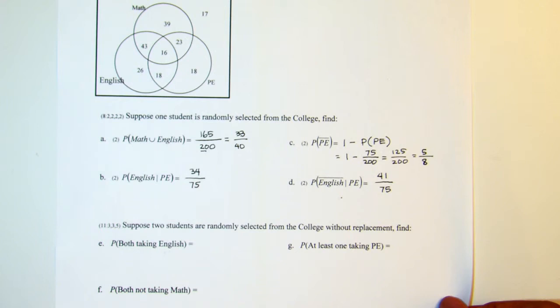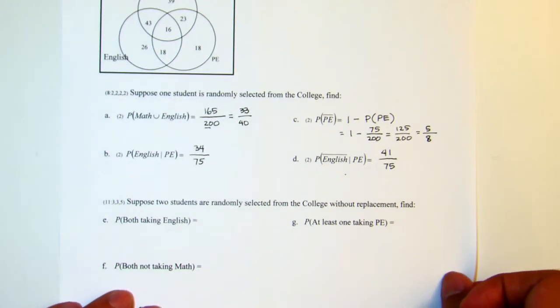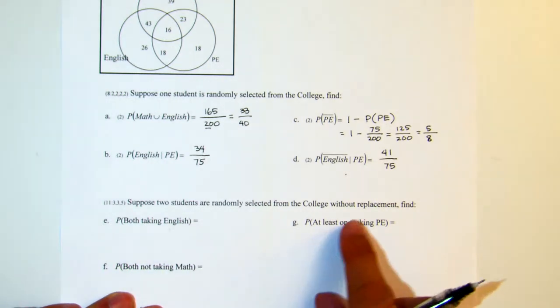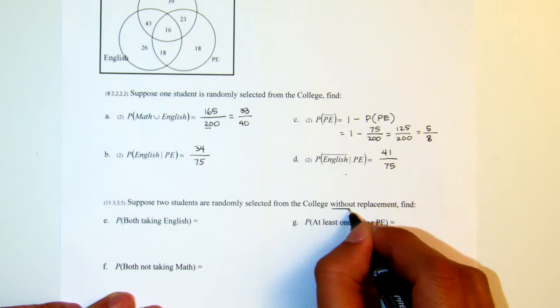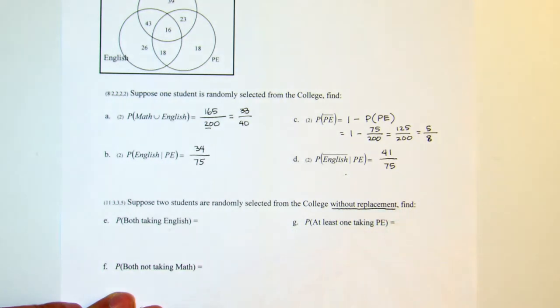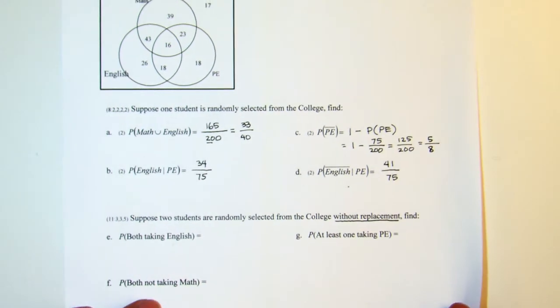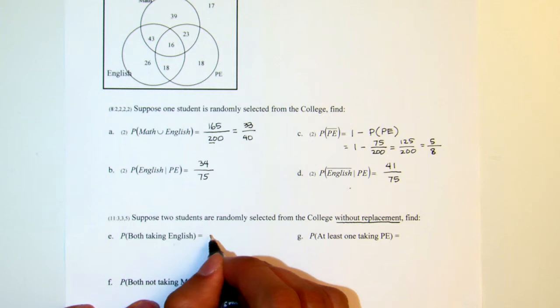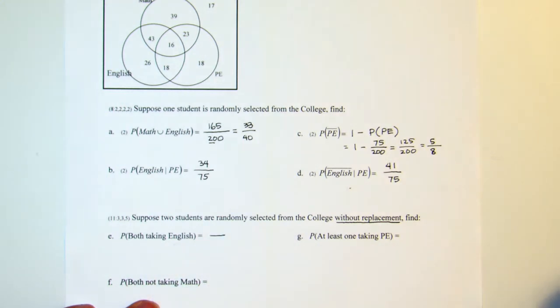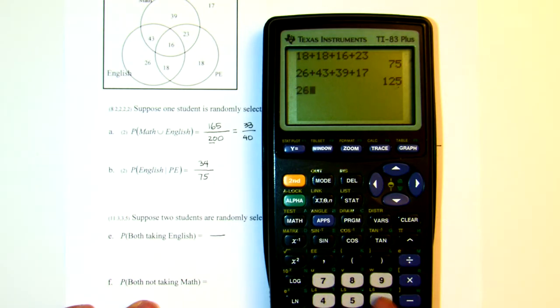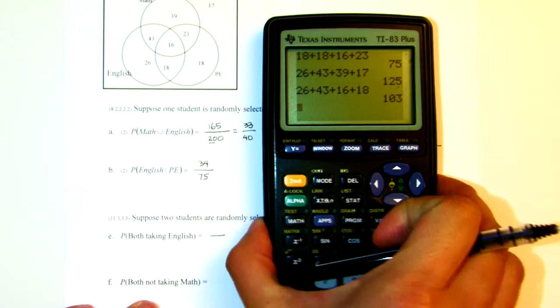Now let's move on to parts E, F and G. The question here is, suppose 2 students are randomly selected from the college without replacement, which means you can consider that you do it one by one. Find the probability that both of them are taking English. Let's see how many students are taking English. I think we computed this earlier. Let's do it again: 26 plus 43 plus 16 plus 18. That's the number of students taking English class.